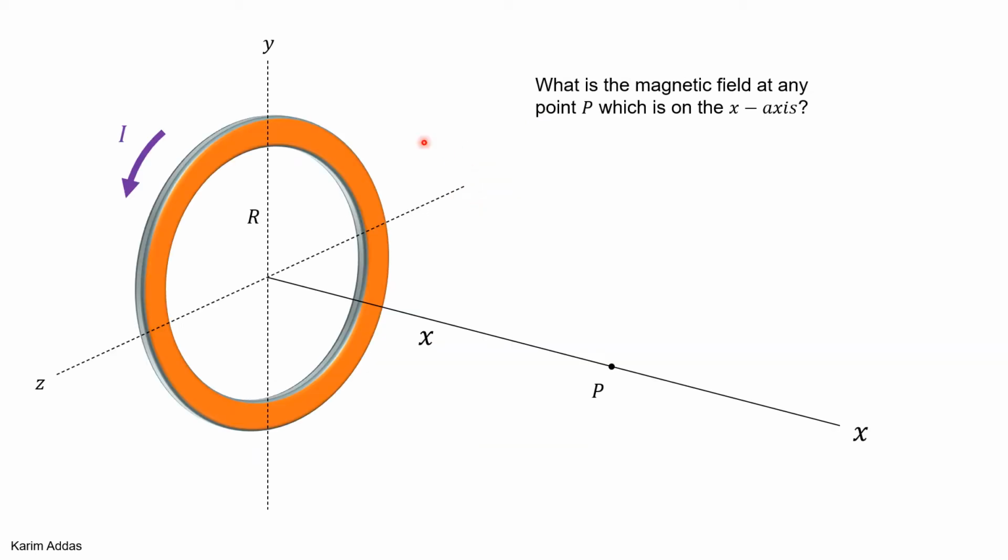So this is a drawing of the problem in 3 dimensions. The ring of current is put in the YZ plane, and the perpendicular axis, which is the x-axis, is perpendicular to the ring, and this is the origin. The center of the ring is at the origin. And the point P where we want to find the magnetic field is along the x-axis at a distance x from the origin. The current is going in this direction, as shown by the arrow, and the question is asking what's the magnetic field value at an arbitrary point along the x-axis.